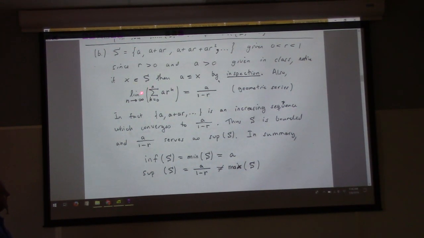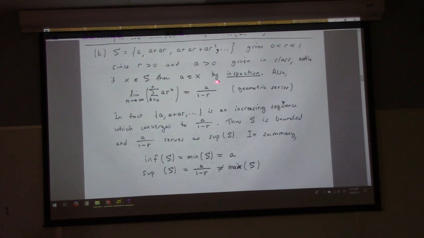Also, the limit as n goes to infinity of the sum from k equals 0 to n of ar to the k, which is after all what this is, is the partial sum of the geometric series. That limits to a over 1 minus r because we're given that 0 is less than r less than 1. It's a geometric series, right? So I know the limit of these terms is a over 1 minus r. I also know it never quite gets there at finite values, right?